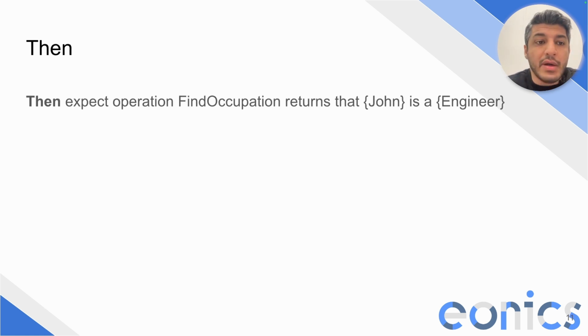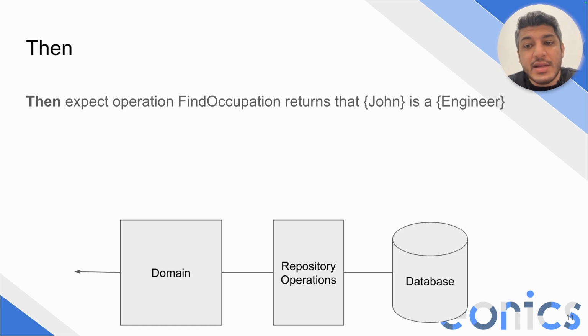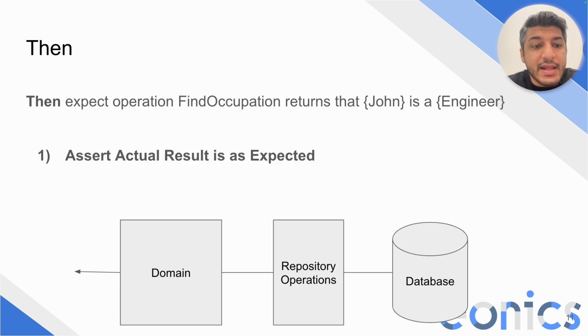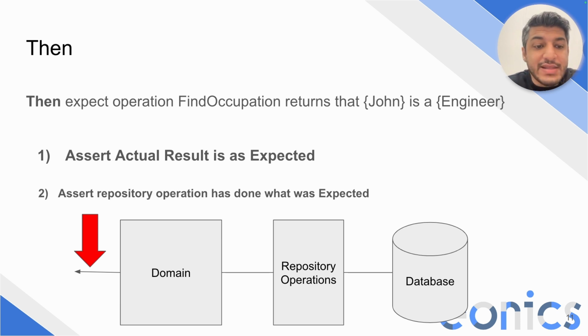So then we have the then part. We say then expect operation find occupation to return John is an engineer. What this does is try to see if the return data from the domain is correct. But that's not all we should test. We should also make sure that we test whether the correct data was written to the repository.